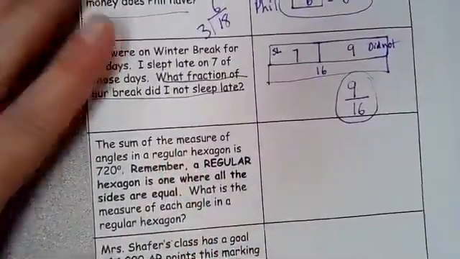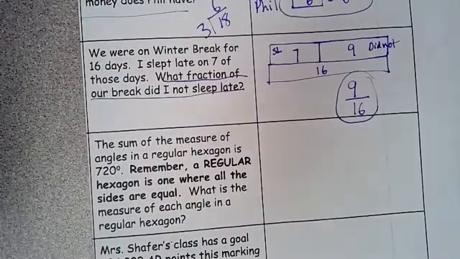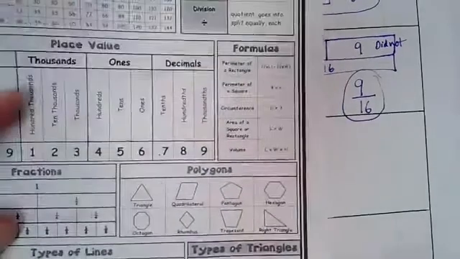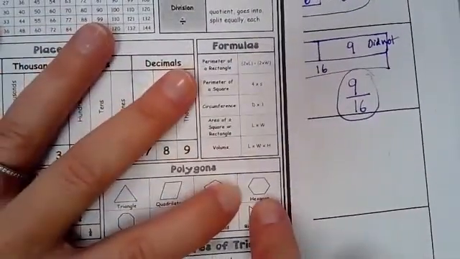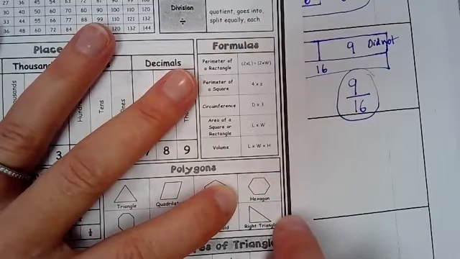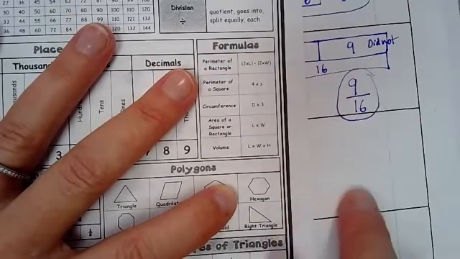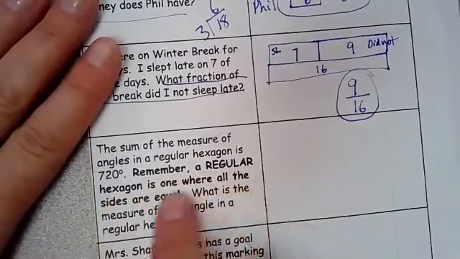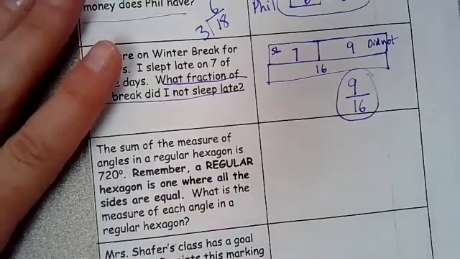All right, here we go. So the sum of the measure of the angles in a regular hexagon is 720. Okay, this is a regular hexagon right here. Okay, it has 6 sides and all of the angles are the same measurement. Okay, so remember a regular hexagon is where all the sides are equal. And I'm going to tell you a hint. If all the sides are equal, all the angles are equal too.